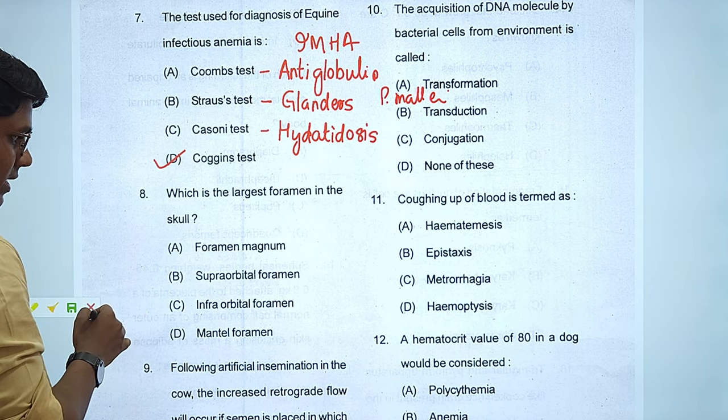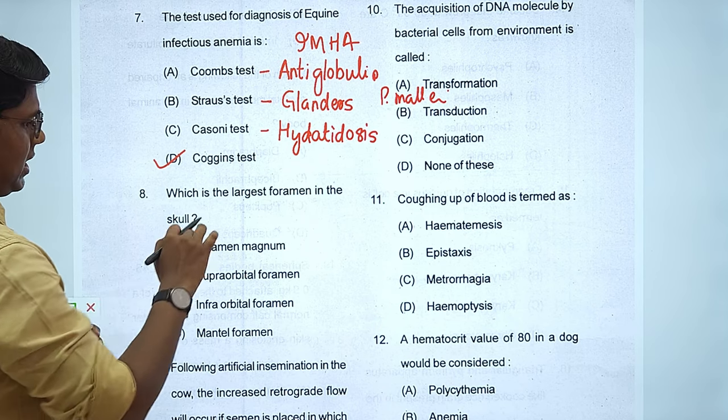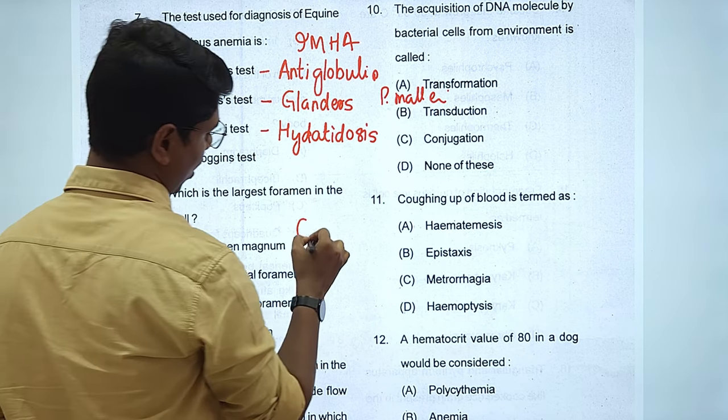Which is the largest foramen in the skull? The answer is foramen magnum. If the question is changed to largest foramen in the body, it will be obturator foramen.